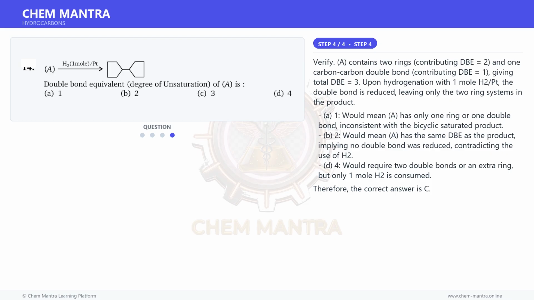Option A, 1, would mean A has only 1 ring or 1 double bond, inconsistent with the bicyclic saturated product. Option B, 2, would mean A has the same dB as the product, implying no double bond was reduced, contradicting the use of H2. Option D, 4, would require 2 double bonds or an extra ring, but only 1 mole H2 is consumed.